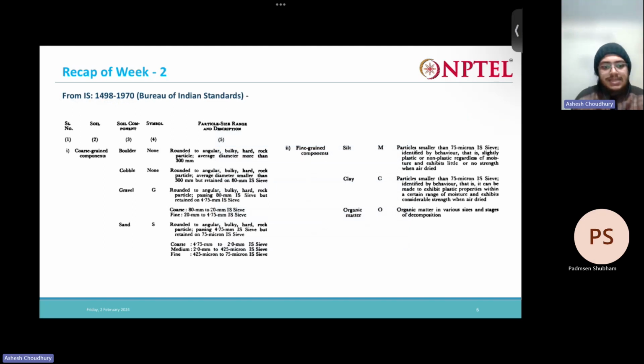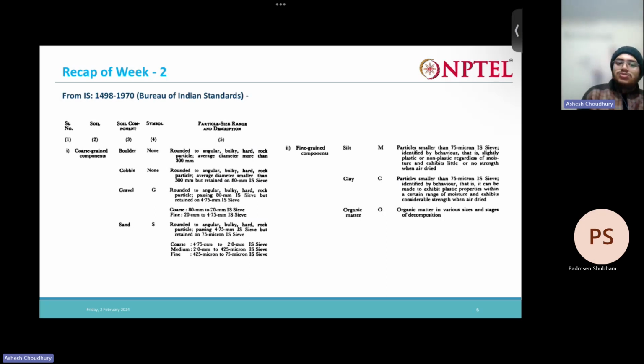Now see, this screenshot I have taken from IS 1498:1970. Here you can see everything has been detailed properly. First, it is so basic. If you see here, the major classification is coarse grained component and fine grained component. As I said, coarse grained soil or fine grained soil.